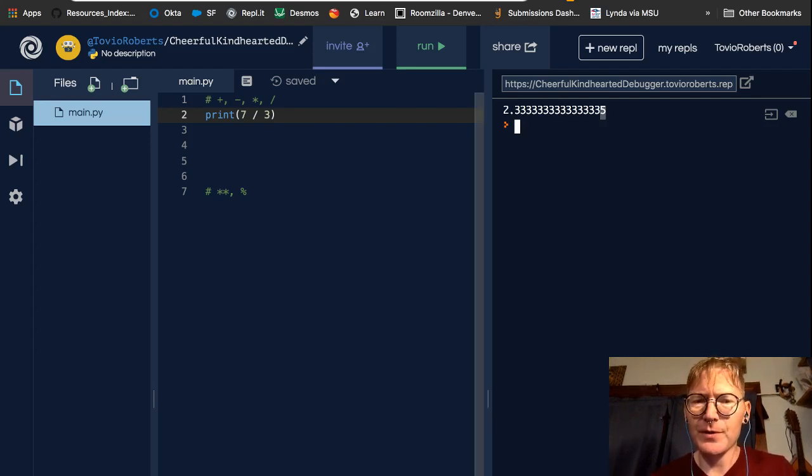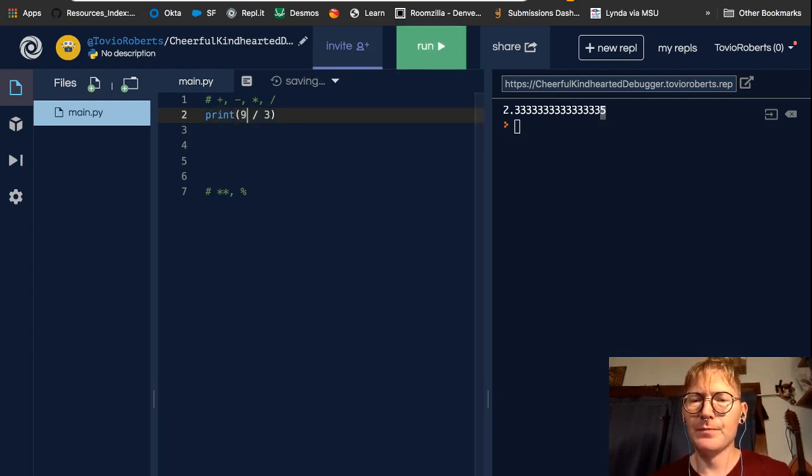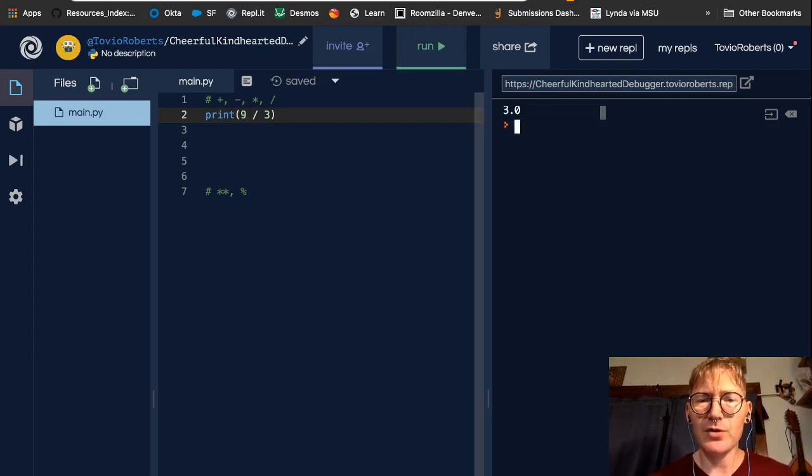Another thing to notice here, with division, we're going to end up with a float. Now, let's see what happens if we evenly divide. Again, we end up with a float. So keep that in mind. Even if you're dividing an integer by an integer, you're going to end up with a float.